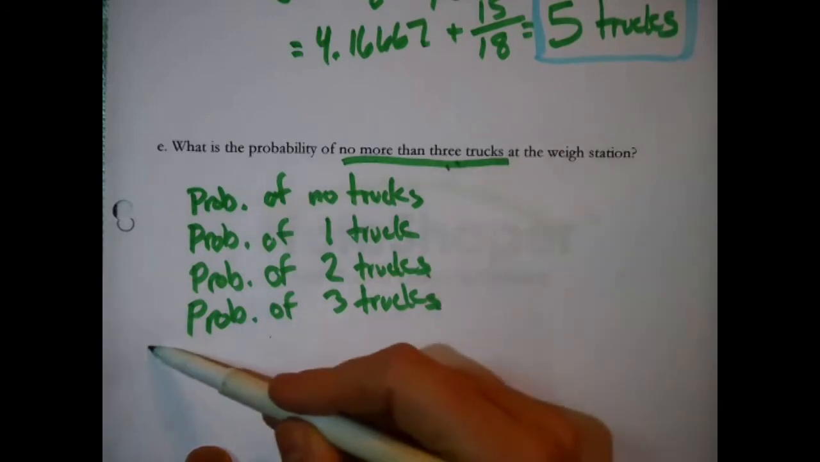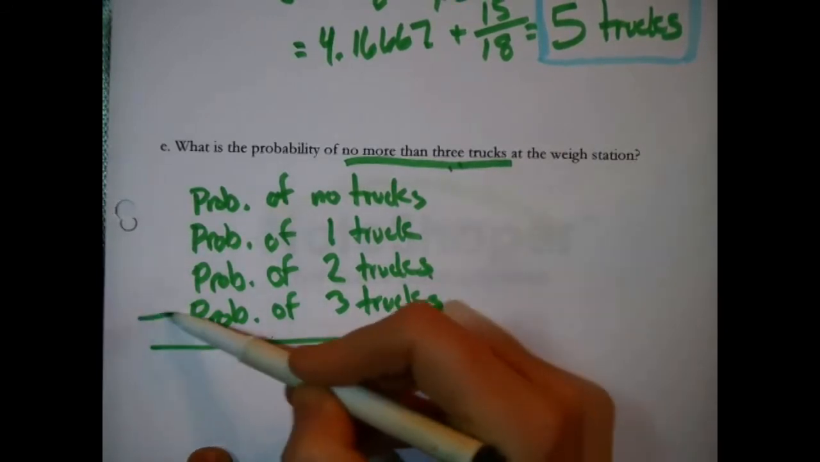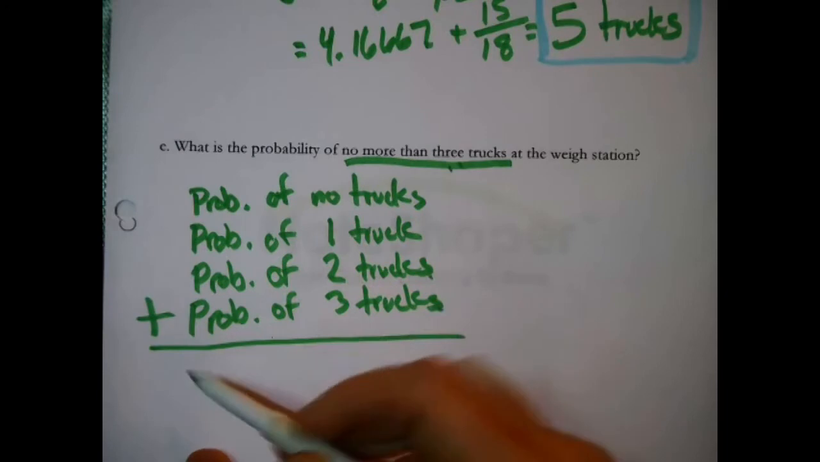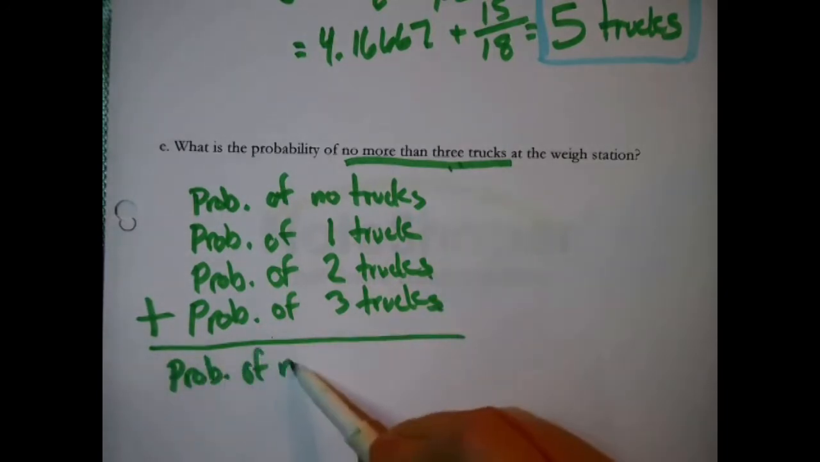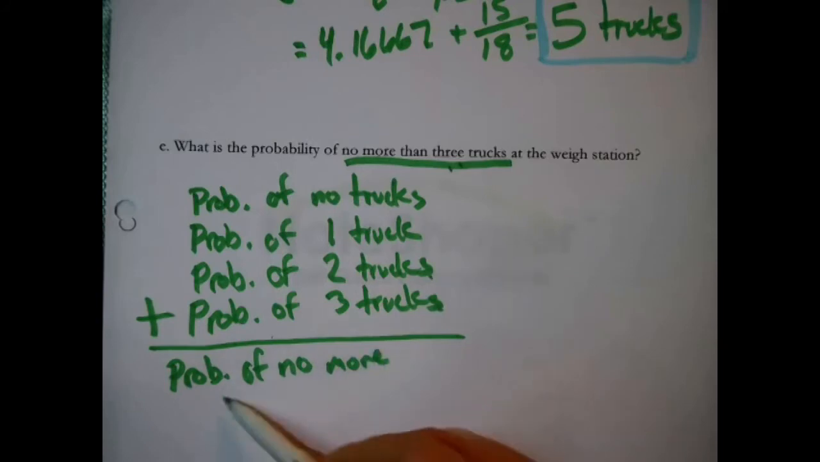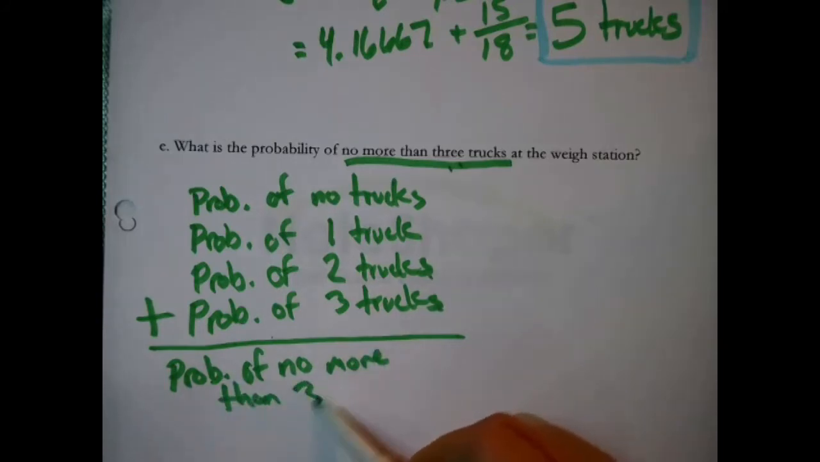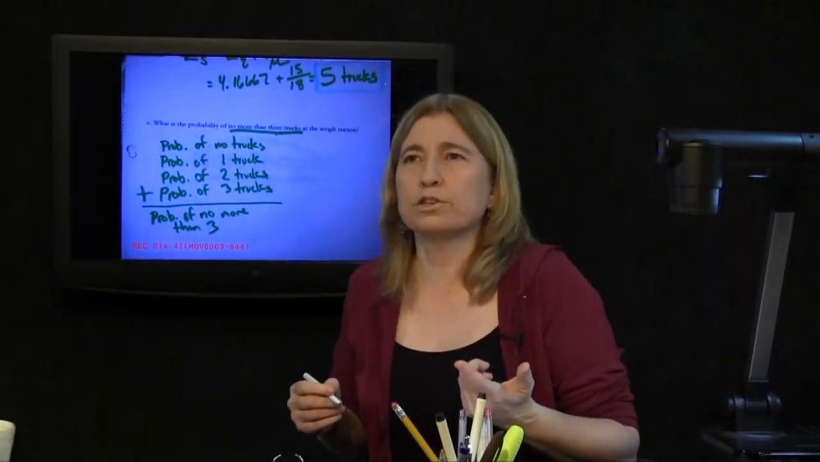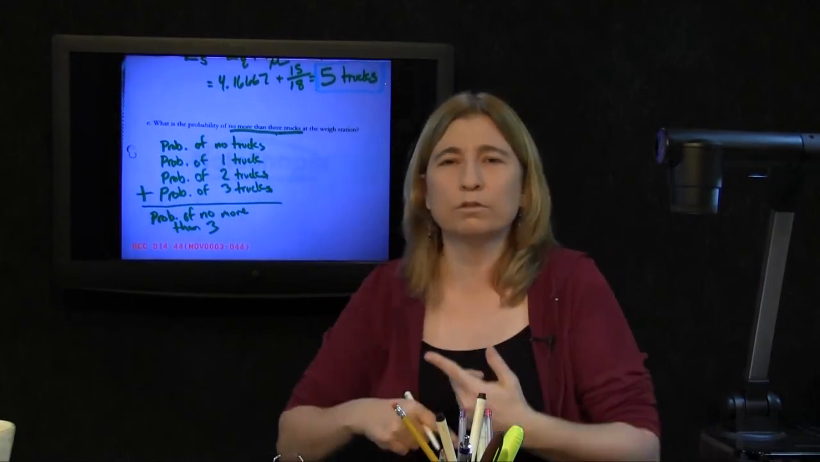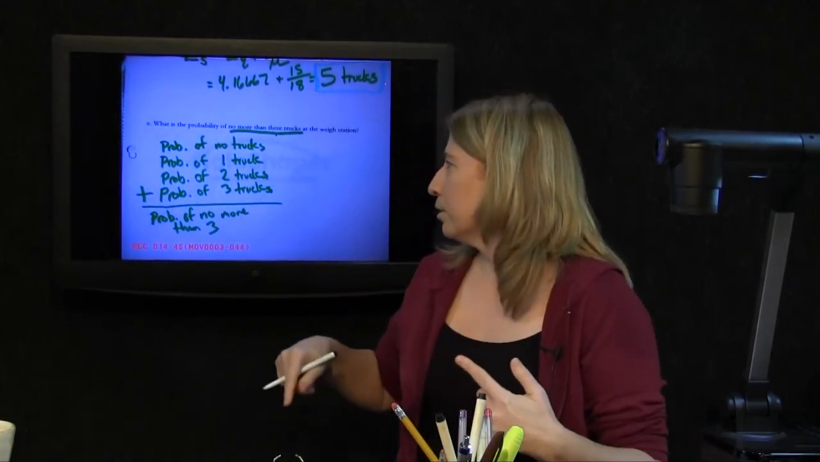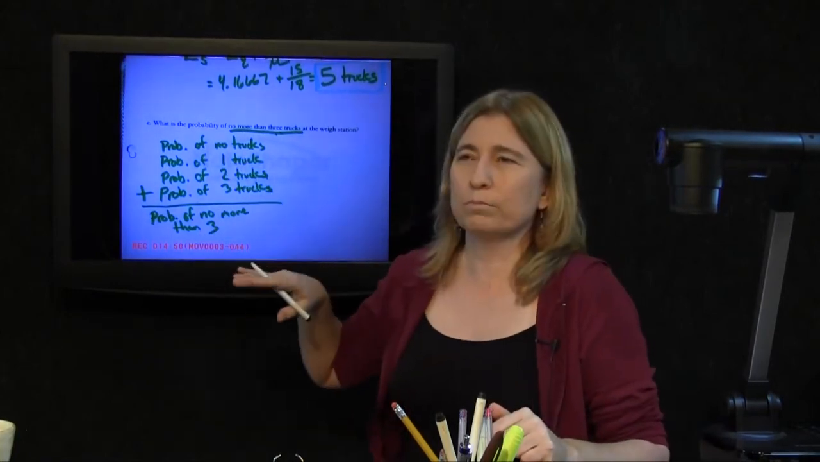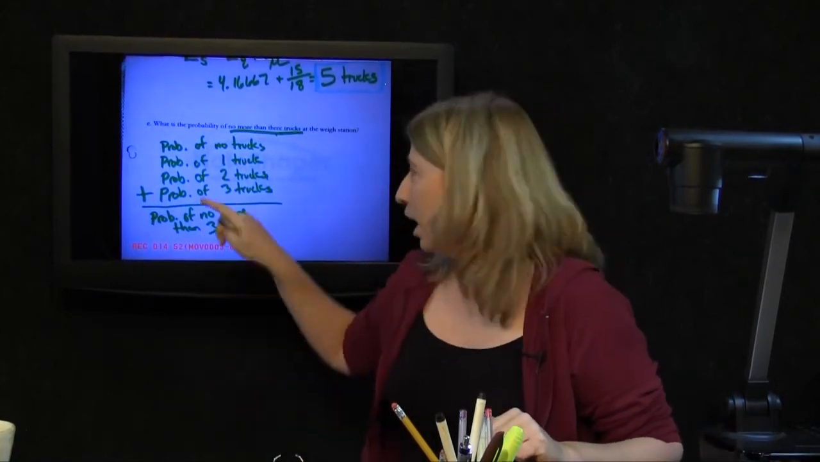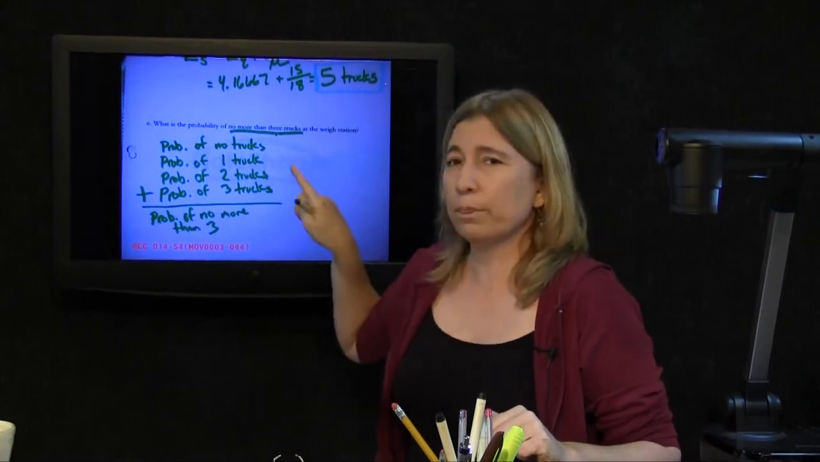If I add all those up, that would get me the probability of no more than 3, because basically I've accounted for every situation that would fit that description. So what I wrote here was just a verbal conceptual model, but now it becomes a work list. I've got to actually find out those numbers.